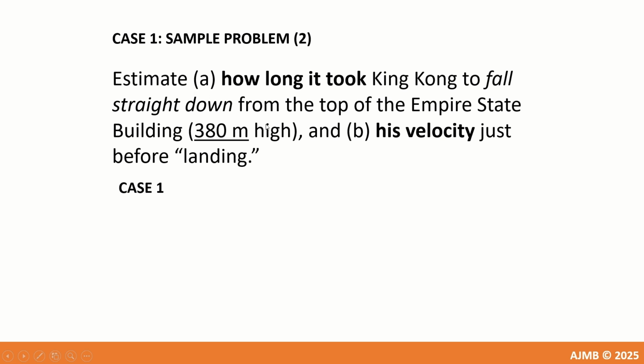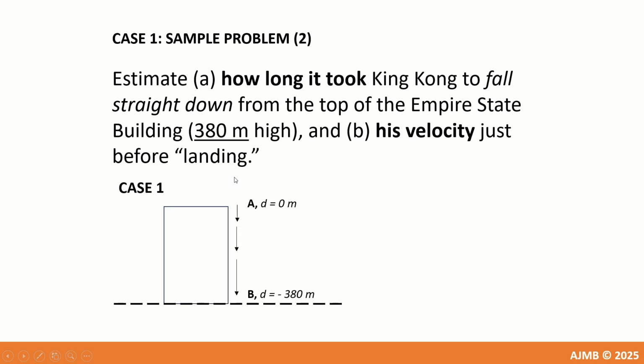In letter A, you might be confused because you saw the words "how long". This is not asking for the distance, so you have to read this in full context. It says here, how long it took King Kong to fall straight down from the top of the Empire State Building, which means that you are being asked about the time. And in B, you are asked about the speed. Velocity is another term for that.